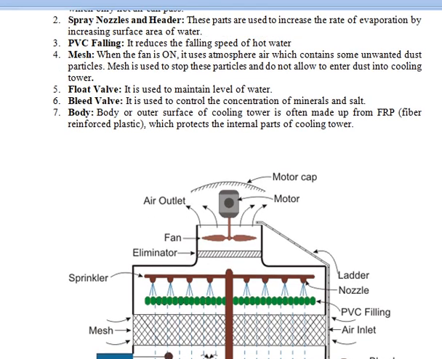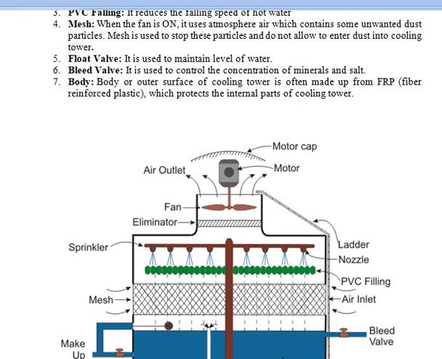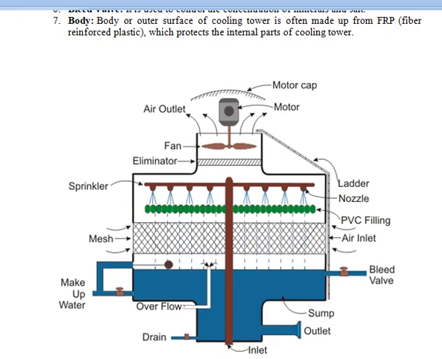Then the bleed wall, it is used to control the concentration of mineral and salt. This is the float wall, this is the bleed wall, with which you have to control the concentration of minerals, salt and chemicals. The last part is the body. The whole complete thing is nothing but the body.